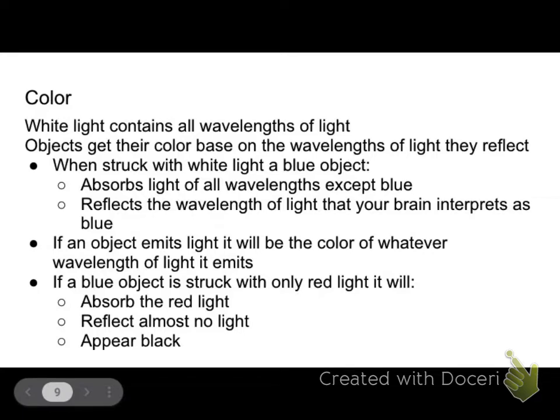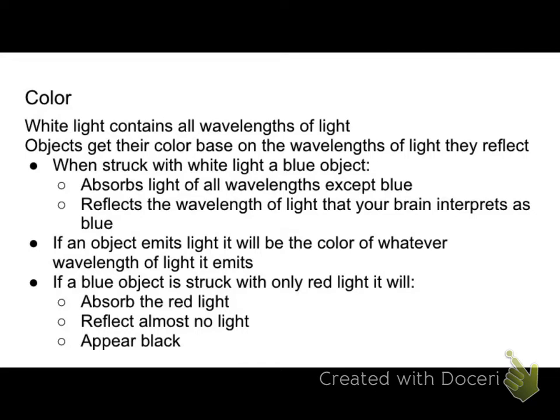So, the objects in this room that your brain is perceiving as being black in color are in fact just absorbing most wavelengths of light, and therefore your brain is not detecting light coming from them and is detecting them as black. So black is just the absence of color.